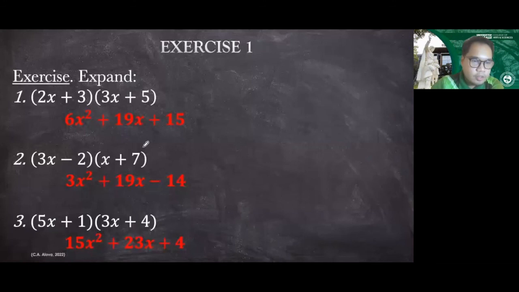Okay, so for number 1, we have 6x squared plus 19x plus 15. For number 2, 3x squared plus 19x minus 14. And for number 3, we have 15x squared plus 23x plus 4. So hopefully at least you got 2 out of 3.